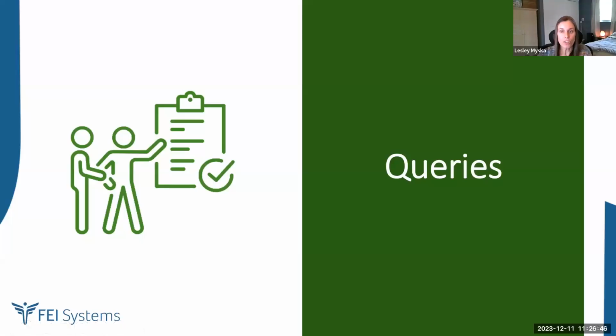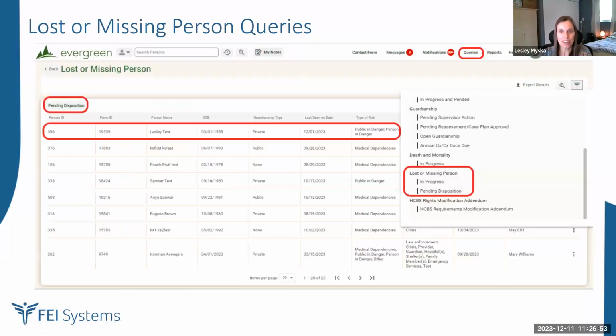Queries are used to track outstanding tasks or work actions that you need to take in the system. Next slide, please, Miranda. User roles who have access to create or view the lost and missing person form also have access to run the associated queries. Queries are accessed by clicking on the queries icon in the top level white persistent navigation menu. From here, you'll be brought into the queries section of the system, and you'll use the filter icon to run the query that you're interested in running.